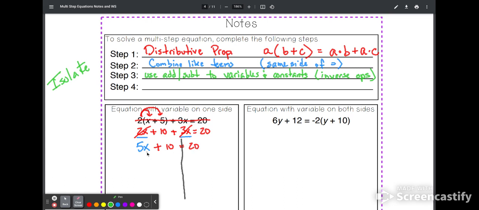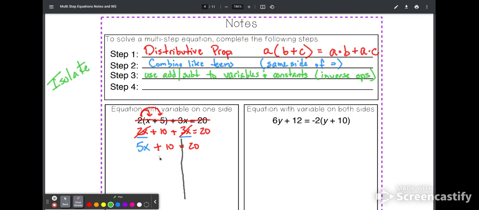5x obviously has a variable in it, so it's not constant, because if x is equal to 1, then this is equal to 5. If x is equal to 2, then this is equal to 10. If x is equal to 3, then that's equal to 15. So that's not a constant term. It's not always going to be the same. So back to what we're doing, we're going to use addition or subtraction to move variables or constants to get them all to one side.